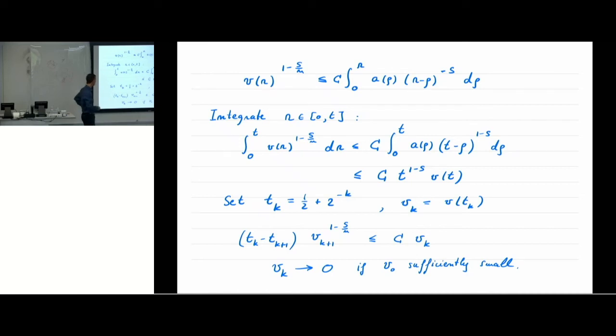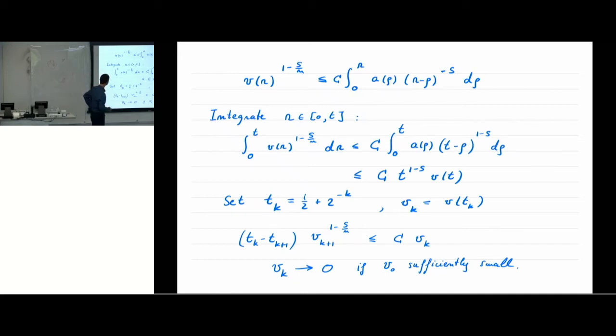And this inequality will tell you that (t_k minus t_(k+1)) times V_(k+1) to the power 1 minus s is less than or equal to a constant times V_k. In this integral, I'm ignoring a lot of places. I'm just looking at the integral between t_k and t_(k+1), and I'm saying that the volume is increasing. So these volumes are always bigger than V_(k+1). So this is a nonlinear inequality of the V_k's. Here, this t_k minus t_(k+1).